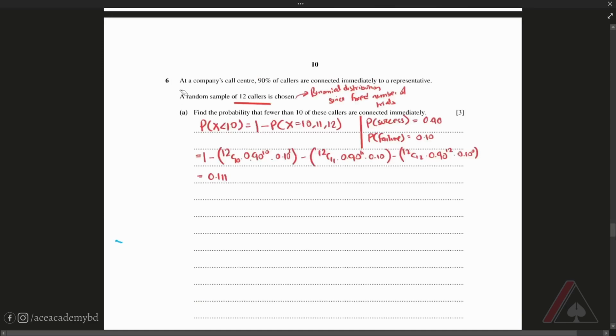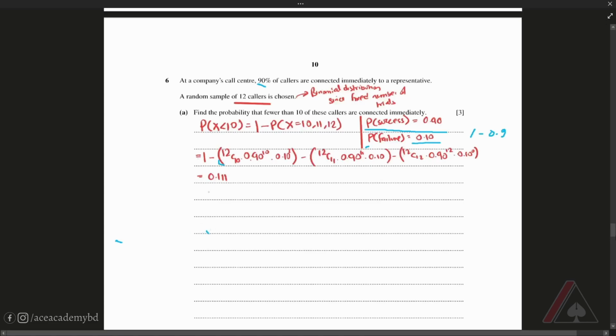So in the next question, we're told at a company call center, 90% of callers are connected immediately to a representative. A random sample of 12 callers were chosen. Find the probability that fewer than 10 of these callers are connected immediately. So we're given the probability of success is 90%. So the probability that they were immediately connected is 0.9. And the probability of failure would be 1 minus 0.9, so 0.1.